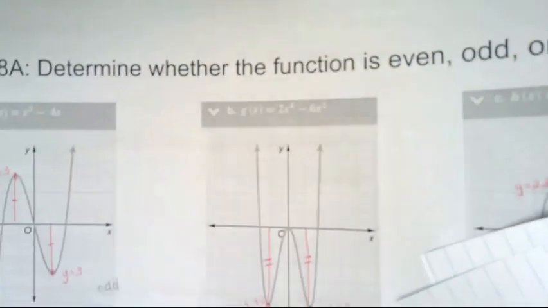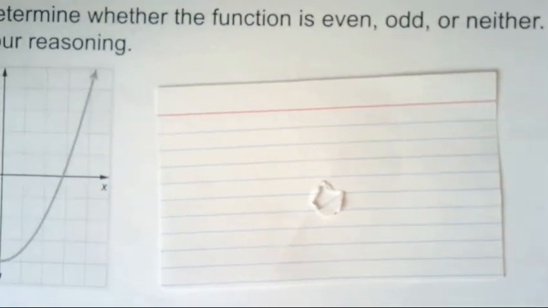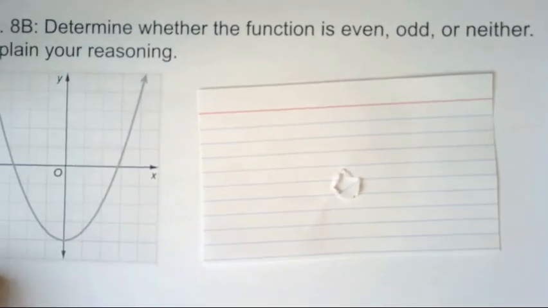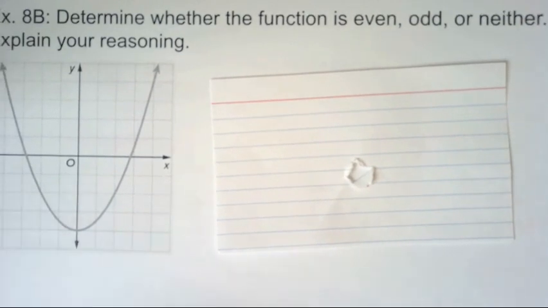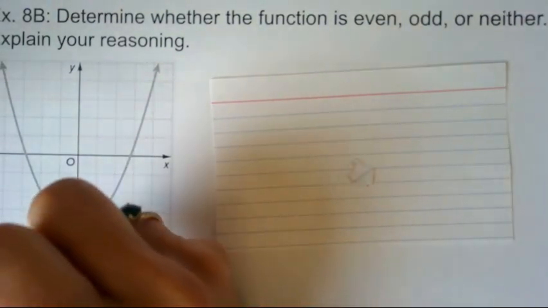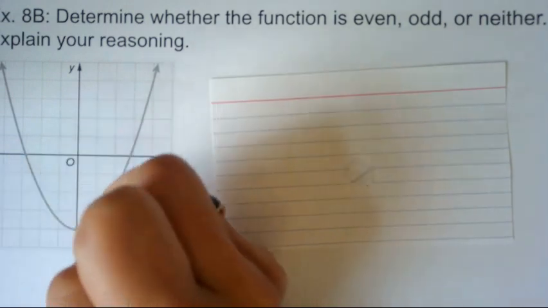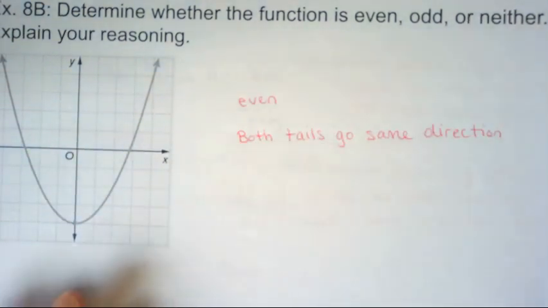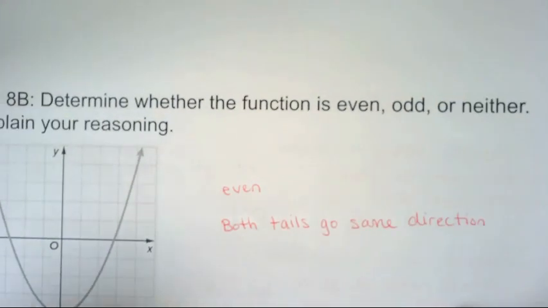Okay, pause the video and try another example here to see if it is even, odd, or neither. So I only have one hump, and so it does look like it's going to be symmetrical since I only have one hump. So this would be an example of even since I have the tails going in both directions.